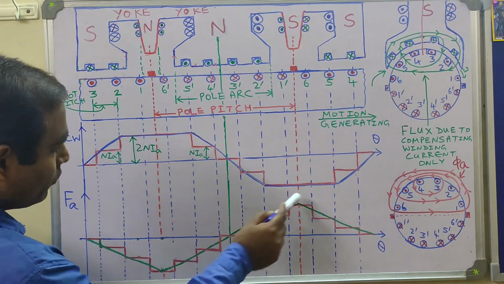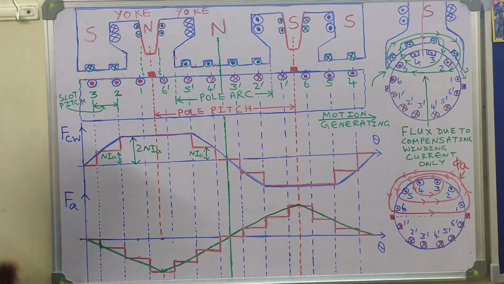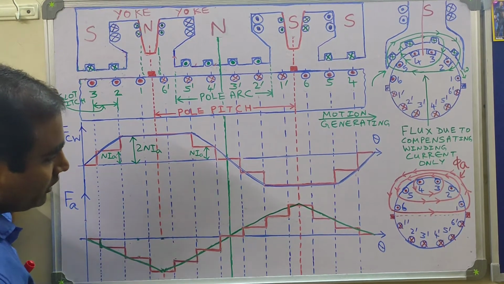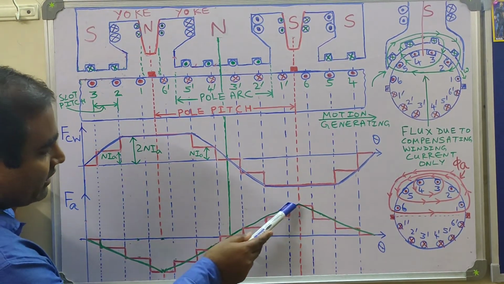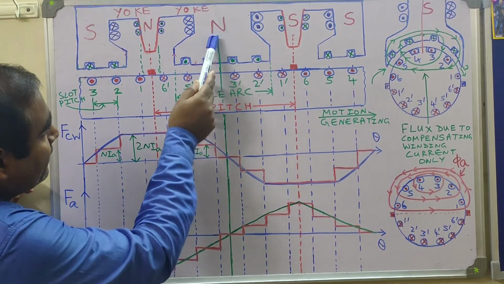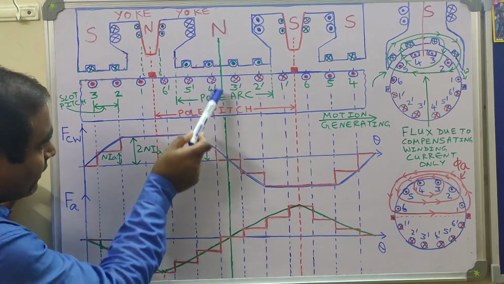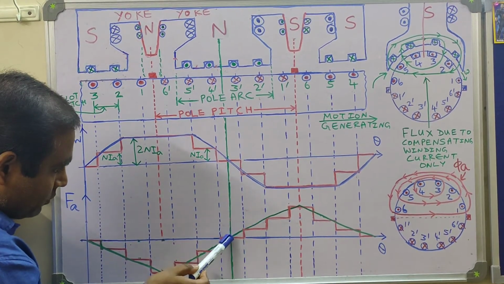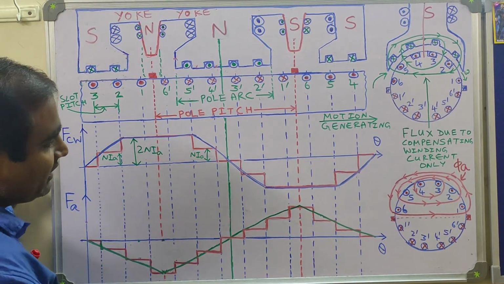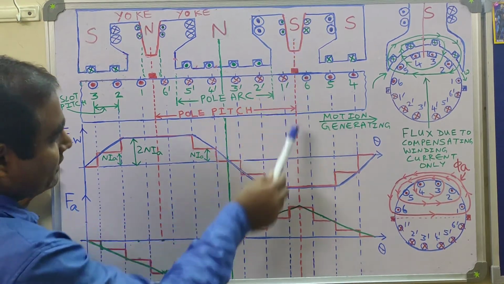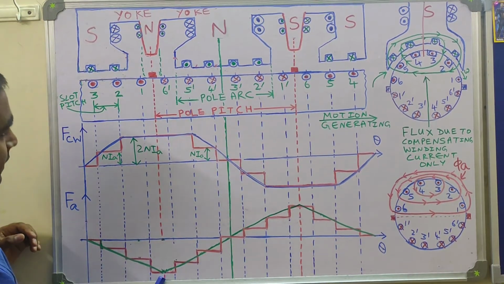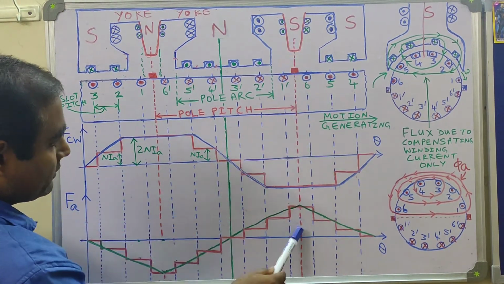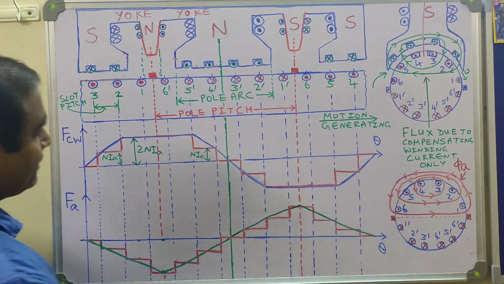If you look at the armature MMF waveform, you will find that it is in agreement with our earlier result, that armature MMF is 0 at the pole center. This green dotted line is the pole center. So you see armature MMF is 0 at the pole center. Obviously armature MMF will have its peak along the interpolar axis. There is a negative peak along this interpolar axis and a positive peak along this interpolar axis. So this is the MMF variation for armature current.